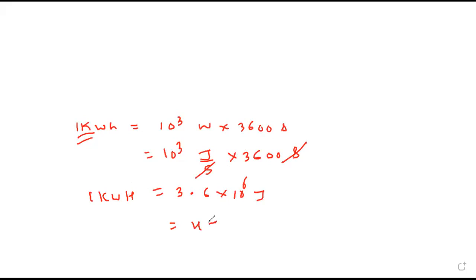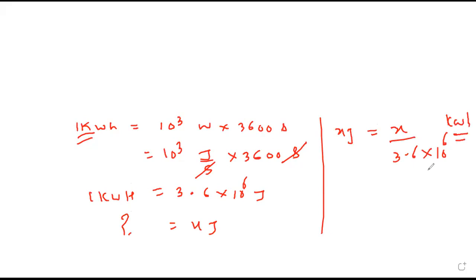So x joule is how many kilowatt hour? x joule is nothing but x upon 3.6 into 10 raised to 6 in kilowatt hour. Have you actually understood, everybody? Hello? Yes, sir. So in our case, it is 4.5 into 10 raised to what we got? 13, right? Yes, sir. Okay.